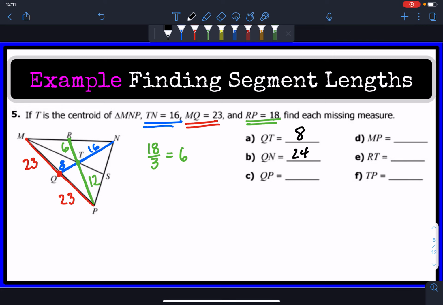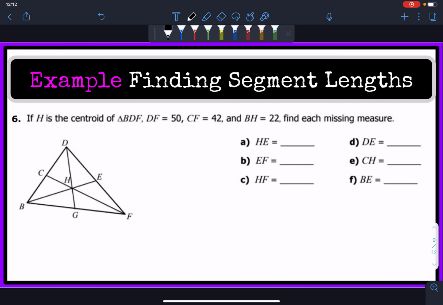Q to P is 23. M to P, this entire distance right there, we add those up. So that's going to be 46. R to T is equal to 6, and T to P would be 12. And then that finally brings us to our last example. So again, pause the video, fill out this information, and then we come back and check on it.